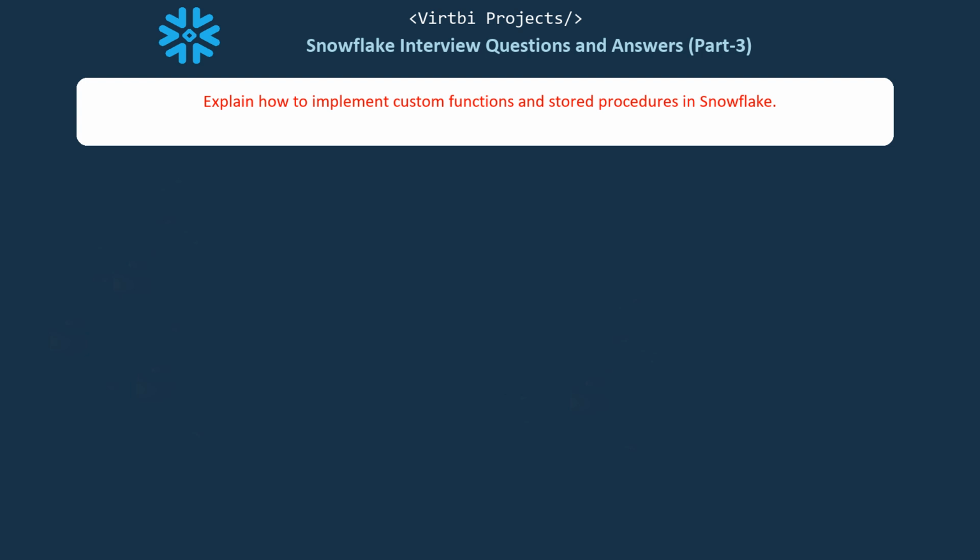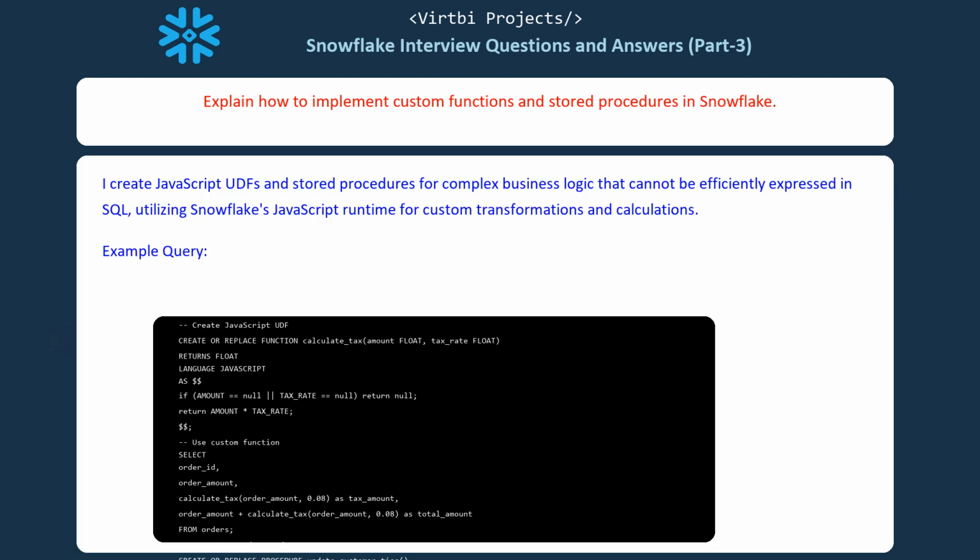Explain how to implement custom functions and stored procedures in Snowflake. I create JavaScript UDFs and stored procedures for complex business logic that cannot be efficiently expressed in SQL, utilizing Snowflake's JavaScript runtime for custom transformations and calculations. Here's an example query.